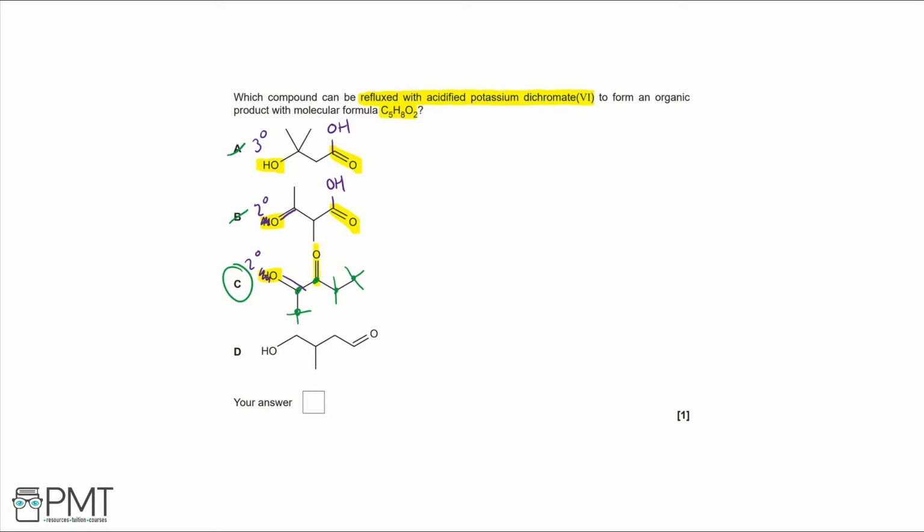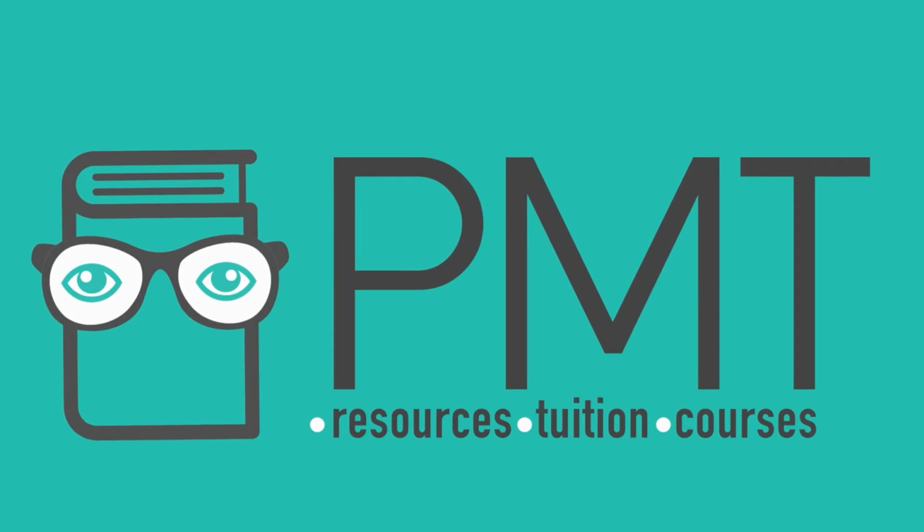So looking at D, we have this primary alcohol, and a primary alcohol, when refluxed with potassium dichromate, will form a carboxylic acid, and then we have this aldehyde group, so that will also form a carboxylic acid group. And then we can see we've got more than 2 oxygens, so it can't be D. So our answer is definitely C, which we can write in the answer box. And to get the mark for this question, you must write C in the answer box provided.